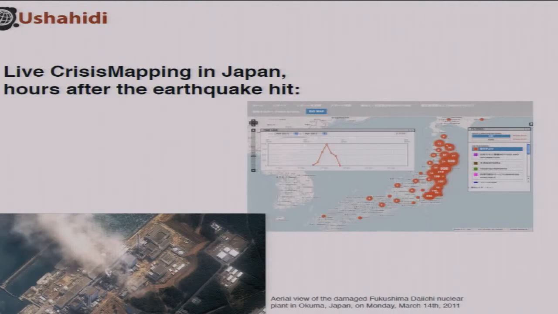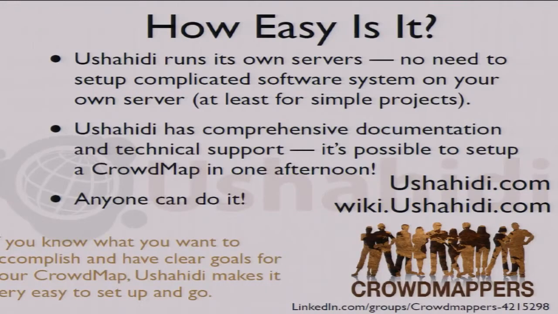And since then, thousands of Ushahidi maps went up. For example, right after the Japanese earthquake, one came up about radiation damage, and it's in Japanese, and it was up within hours. Very interesting maps coming out of Syria, heartbreaking. And it's really easy. Ushahidi sets up and runs its own servers. They have unbelievable support structures. You can go visit Ushahidi to see what's available right now. They have an extensive wiki on how to set it up. Crowd Mappers is a LinkedIn group that I set up for people who are thinking about doing something like that. And as long as you have clear goals, you can really do it.